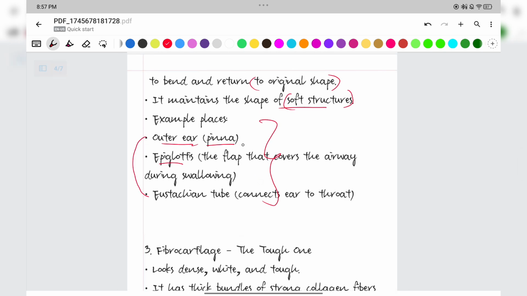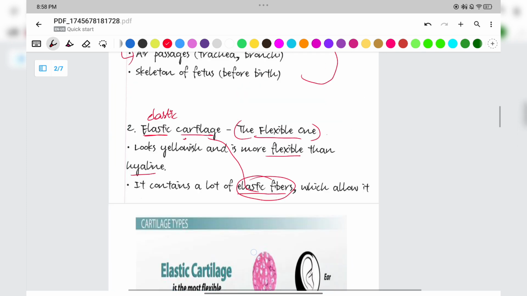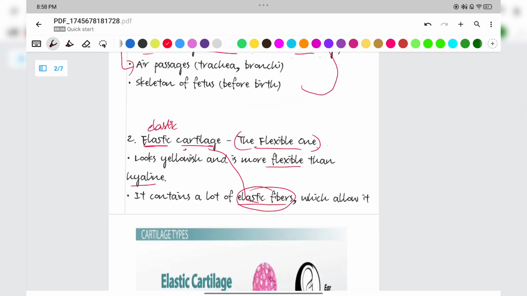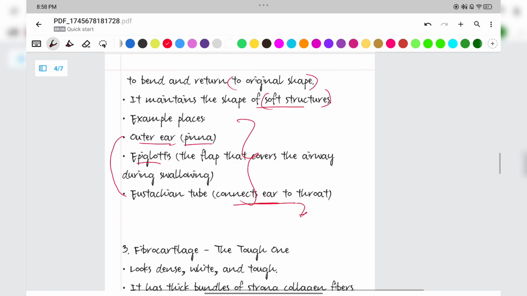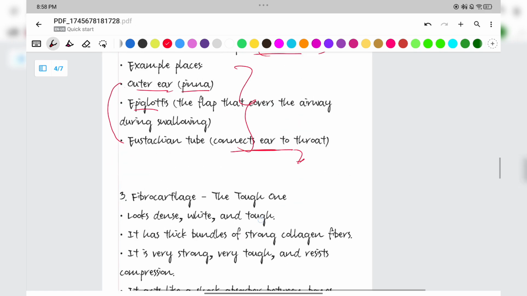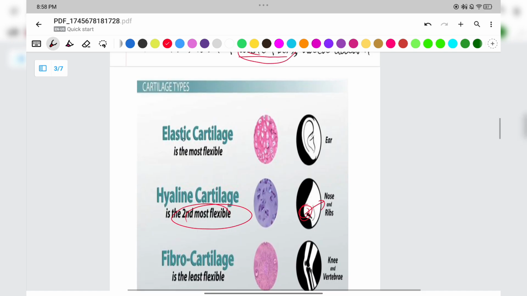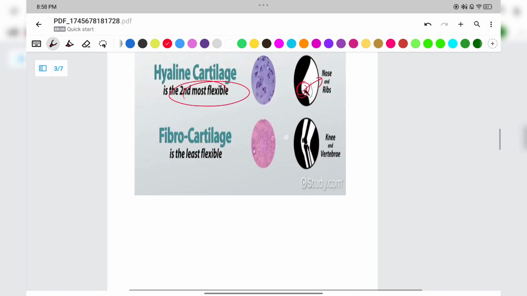Outer ear, pinna. You can also feel it with your fingertips by placing your fingers on the tip of the outer ear. Eustachian tube connects the ear to the throat. And the epiglottis is the flap that covers the airway during swallowing. What we should remember is that it is a flexible one. It looks yellowish in color. It contains elastic fibers, and of course examples. Okay, this is the elastic cartilage, the most flexible one.